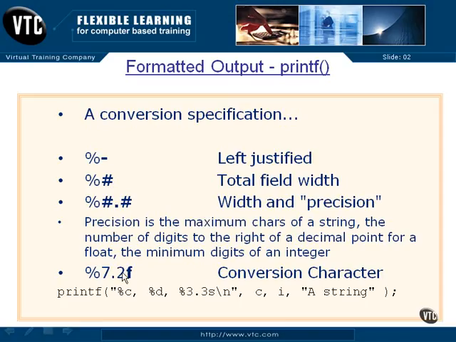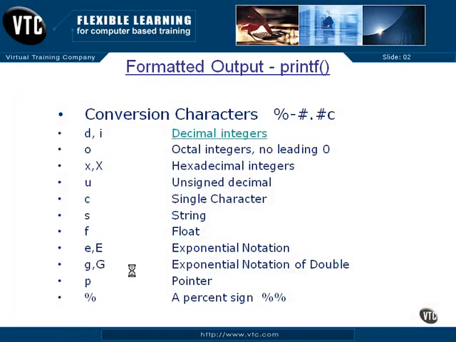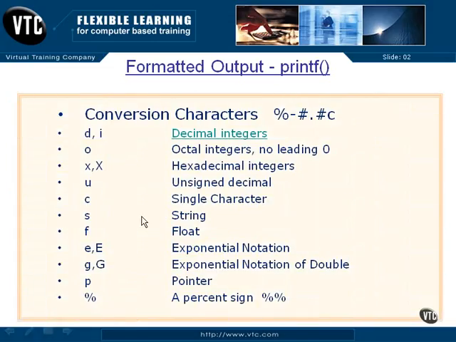Now let's look at all these spec types that are in here. These are the actual conversion characters. A D or an I is a decimal integer. So you're going to print out whatever that value is on the right-hand side of the printf. It's going to be printed in decimal form with either D or I.